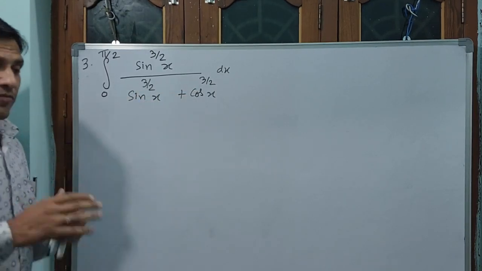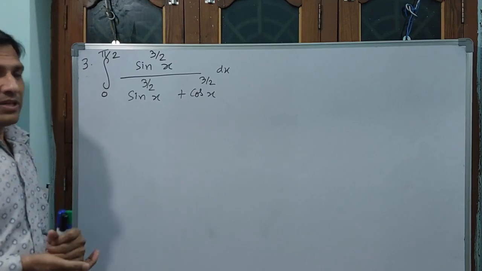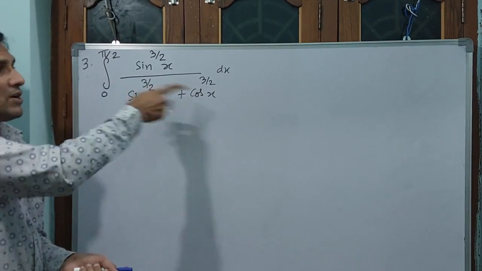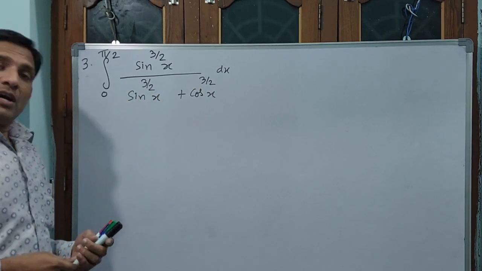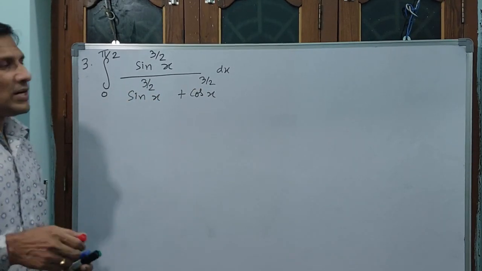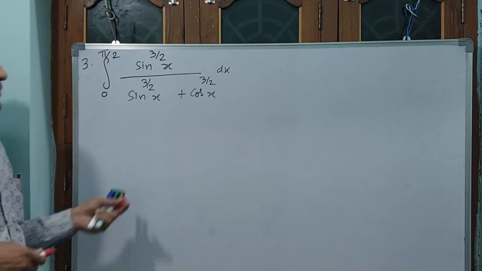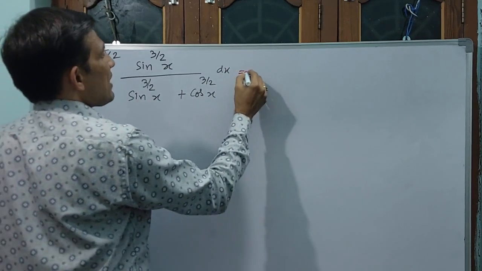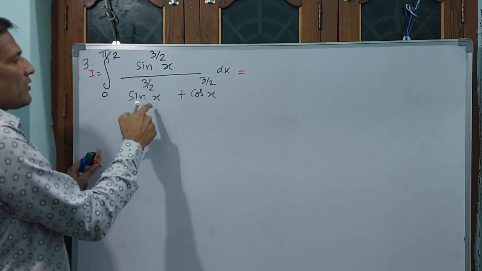See, after these 4 questions we can analyze something. Why? Because when sin and cos come, this property you have to use very often. That you have to understand. See what is there here. This you take as I. Again this you can modify like this. Why? Because 0 plus pi by 2 minus x.